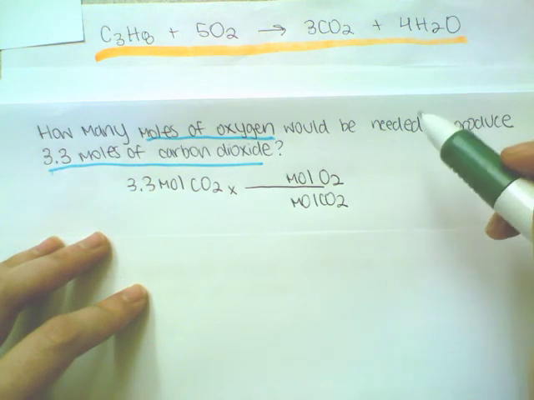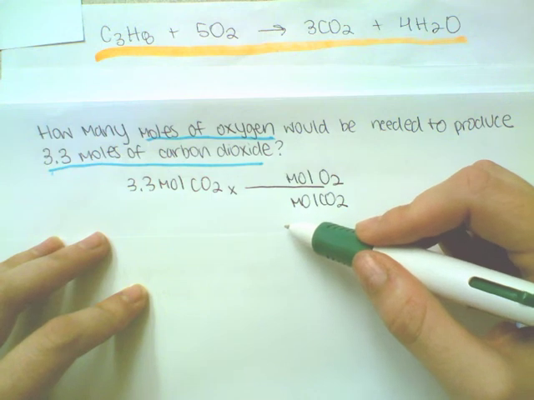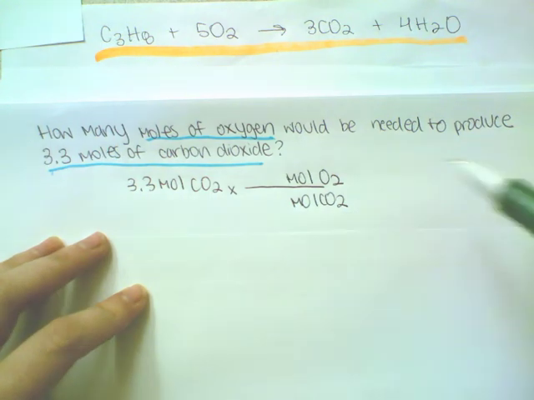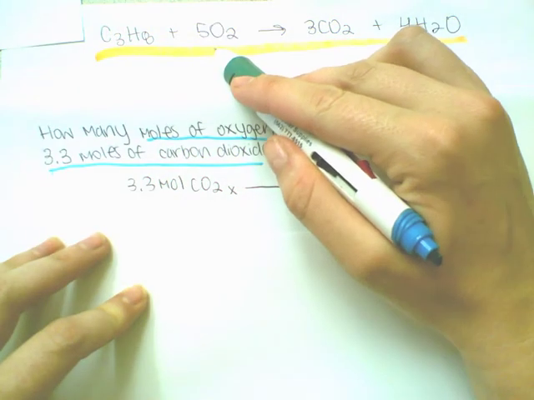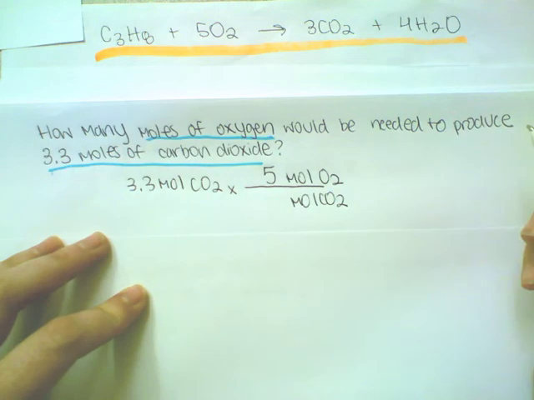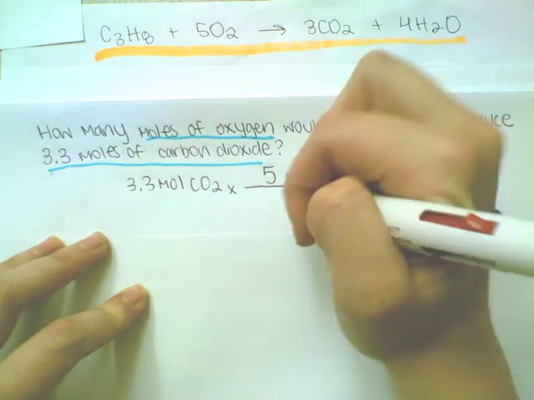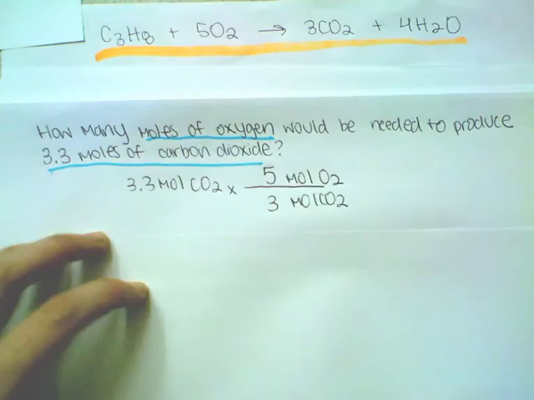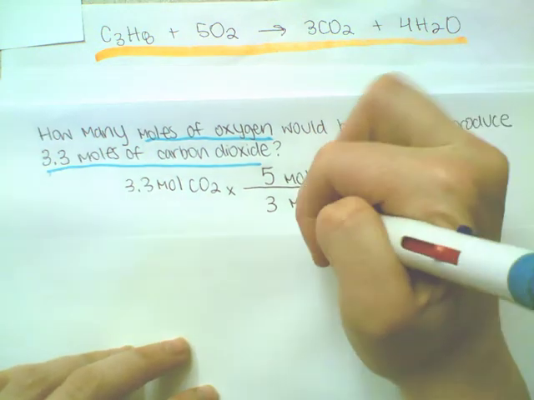Okay, so the numbers that go next to moles come from the balanced equation. That's why we call it the ratio of coefficients. So the coefficient for oxygen, if you look up here, is 5. So I will write 5. And the coefficient for carbon dioxide is 3. So I write 3. So notice these units cancel out.